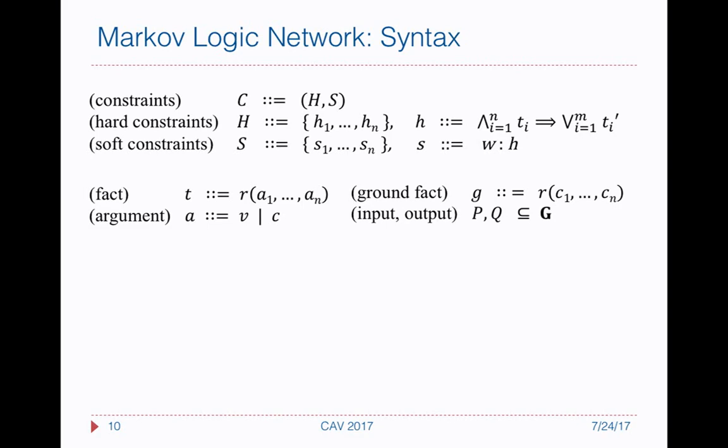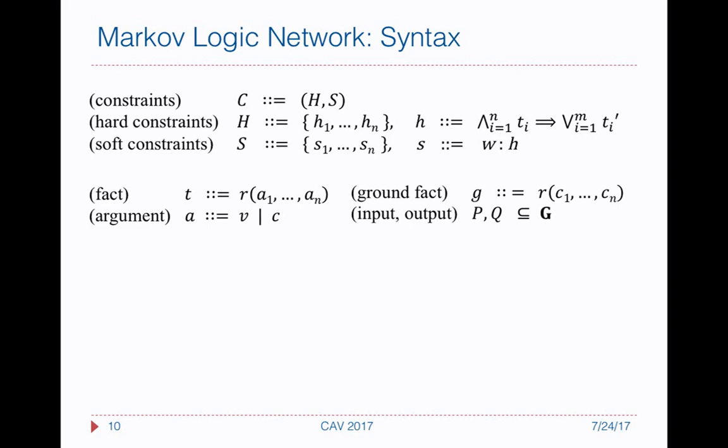An MLN problem is a set of constraints C, which includes a set of hard constraints H and a set of soft constraints S. And what do these constraints look like? The hard constraints are a disjunction of literals, both positive and negative literals, which I call facts over here. Each of these facts is a relational tuple. So there's a relation name R, and there's a list of arguments A1 through AN, where each argument can either be a variable or a constant. In the special case where all the arguments are constants, we call this a ground fact.